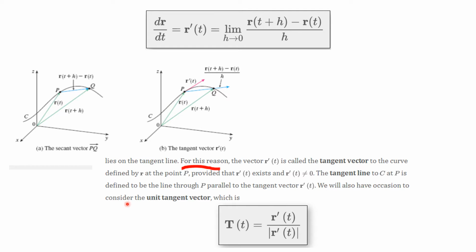We will also have occasion to consider the unit tangent vector, which is defined as capital T of t, again a function of time. So capital T is r prime of t divided by the magnitude of r prime of t. And of course, this can only be done when r prime of t does not equal 0. But this tells us the direction of the tangent of the curve, how it is changing with respect to time.